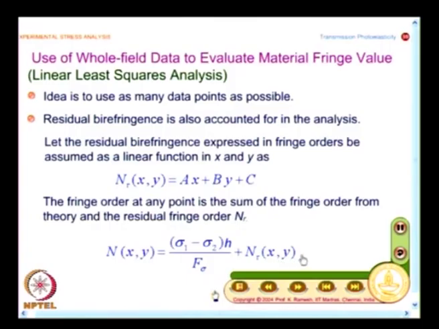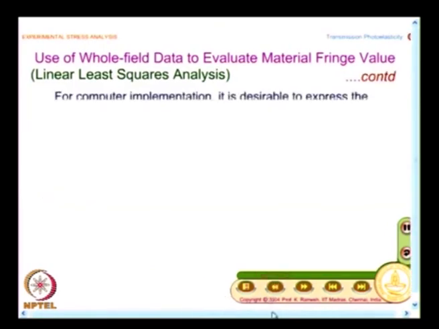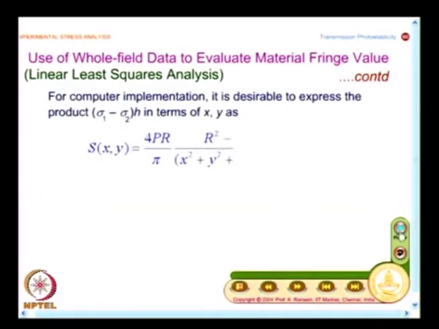And what I am going to do is, we already have an expression for this, we will replace this as a function of x, y from the generic expression of sigma 1 minus sigma 2. That will be the first step. Then we will see how to coin equations, so that we do a least squares analysis.